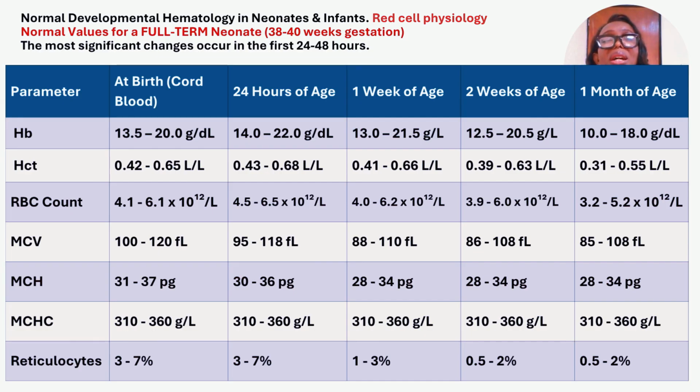MCH also undergoes a sharp drop from 31 to 37 picogram at birth to about 28 to 34 picogram after 1 month of birth. The same thing with MCHC. And then reticulocyte at birth, you're having a high reticulocyte count of about 3 to 7%. Then 1 month later, it comes down to about 0.5 to 2%.